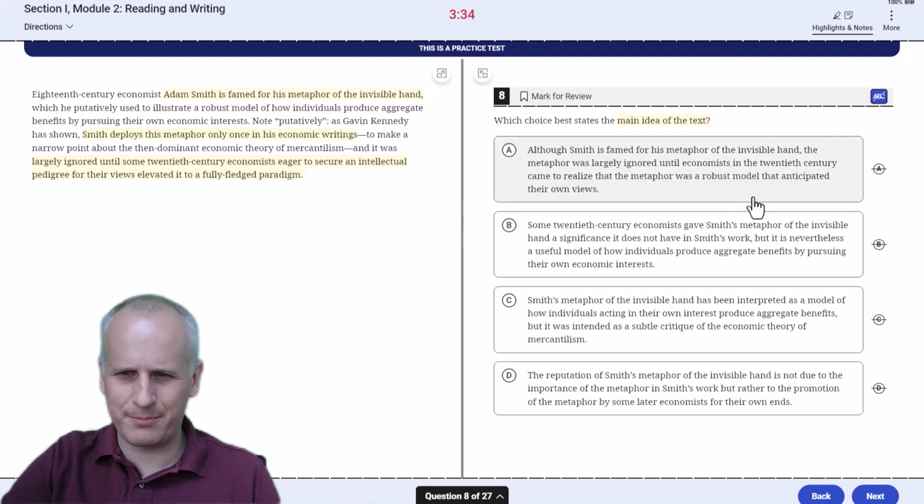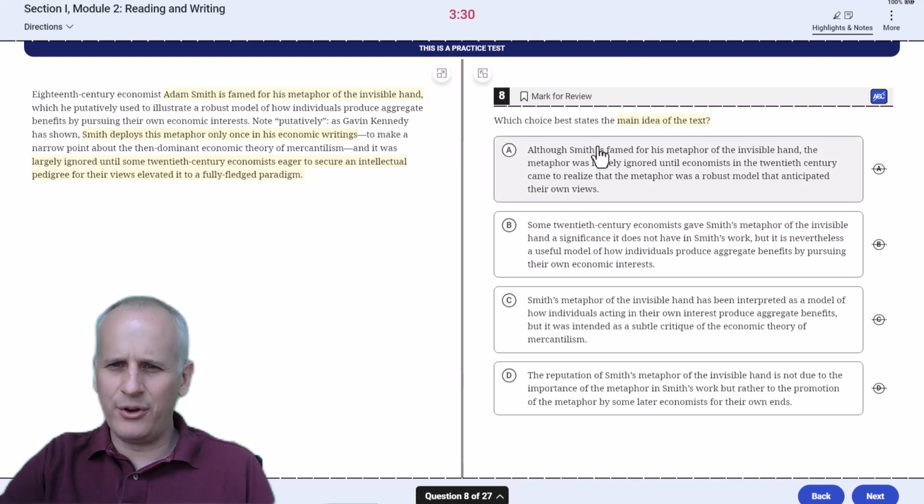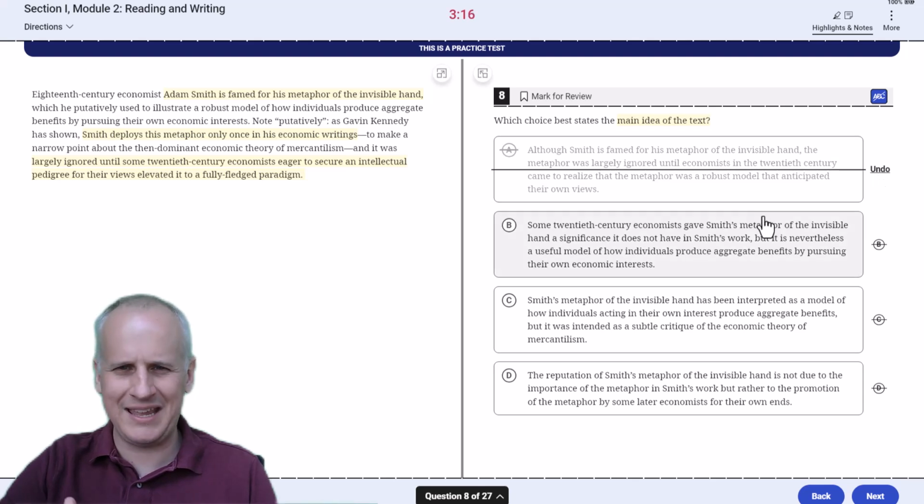So we've got that as our prediction. We're looking for reasons to eliminate as we go through the answer choices. Choice A: although Smith is famed for his metaphor of the invisible hand, the metaphor was largely ignored until economists in the 20th century came to realize that the metaphor was a robust model that didn't anticipate their own views. They basically validated their views. So A is incorrect for the end. Always read the choices to the end.